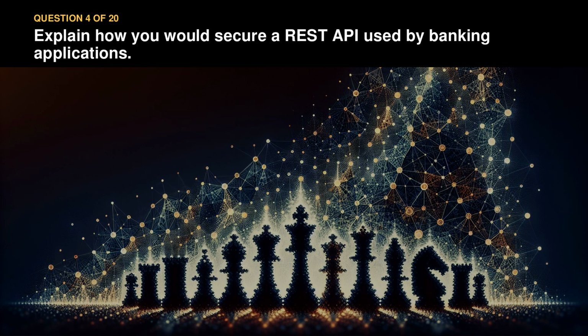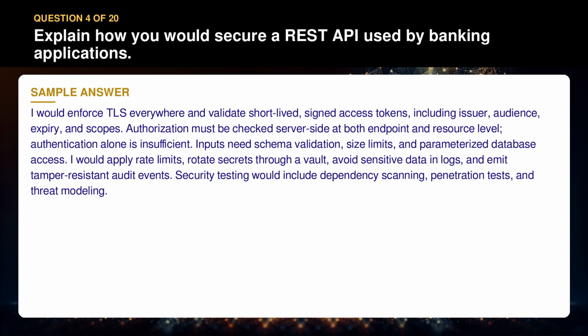Question 4. Explain how you would secure a REST API used by banking applications. I would enforce TLS everywhere and validate short-lived, signed access tokens, including issuer, audience, expiry, and scopes. Authorization must be checked server-side at both endpoint and resource level. Authentication alone is insufficient. Inputs need schema validation, size limits, and parameterized database access.